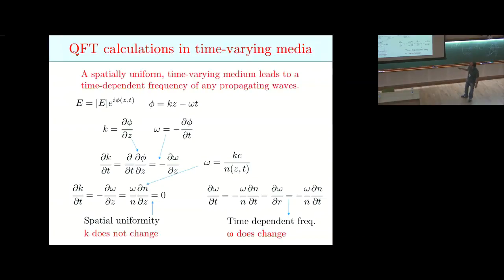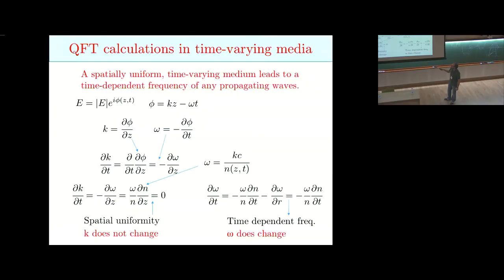So this hand-waving sort of derivation is adapted. It's not exactly the same derivation that you can find in Gonce's book, but it's inspired by that. So let's just take a generic wave. It's got an amplitude, it's got a phase. I'm going to write the phase as we always do, as kz minus omega t.